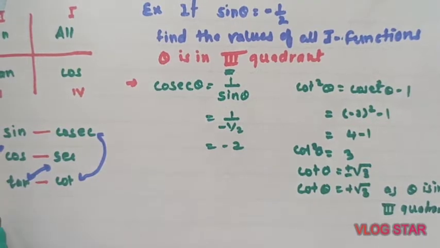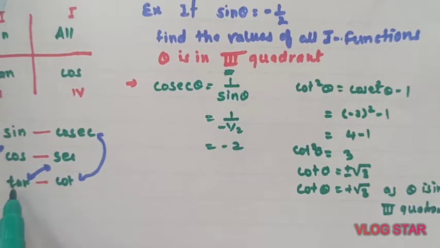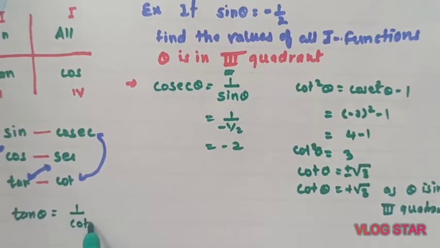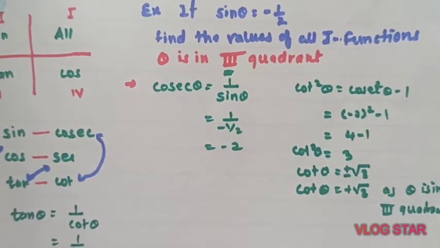So what is the next one? I will try to find out the value of the second. From cot I will calculate tan. So what is the tan of theta? Tan theta is the reciprocal of cot, 1 by cot theta. Cot theta just now calculated is positive root 3. So 1 upon positive root 3. So this is the value of tan theta.